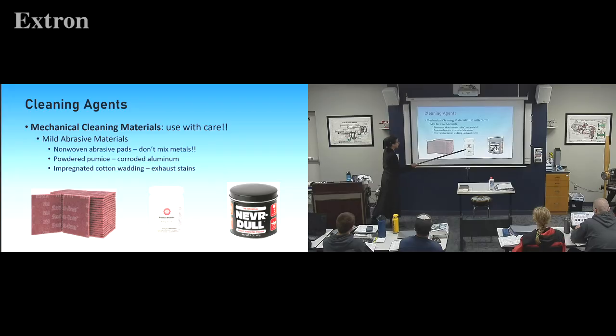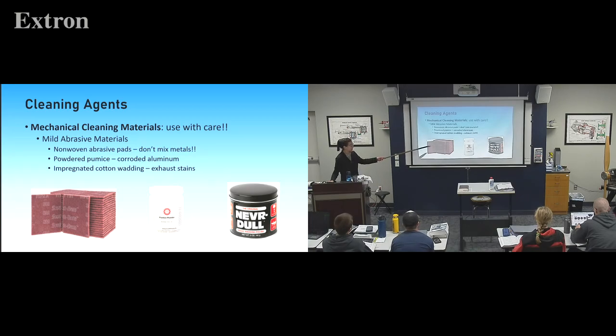There's powdered pumice. That's good for corroded aluminum. Impregnated cotton wadding is good for exhaust stains. They don't tell you what solution is in it. It's a special manufacturer's magic formula that they do not share with you. They just tell you what to use it for.